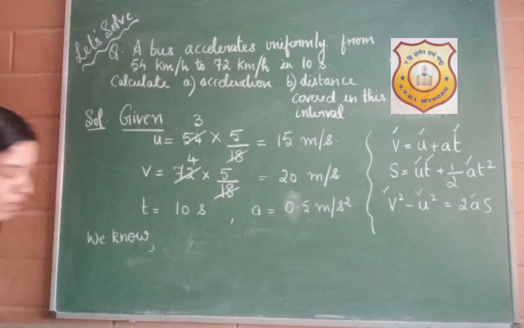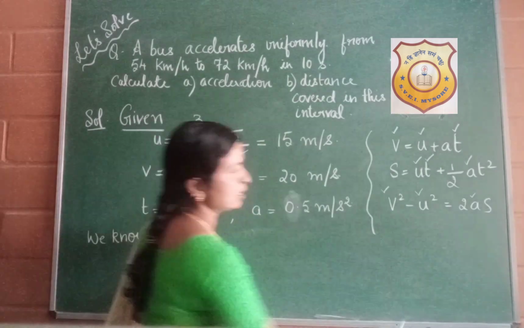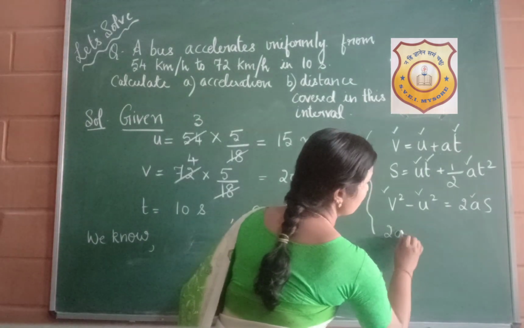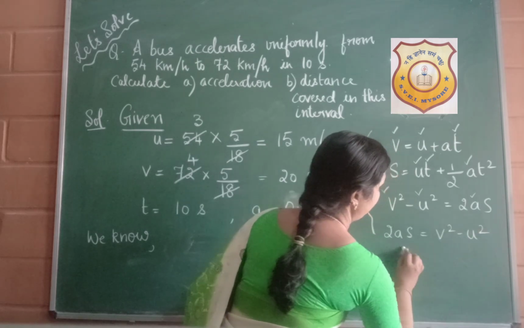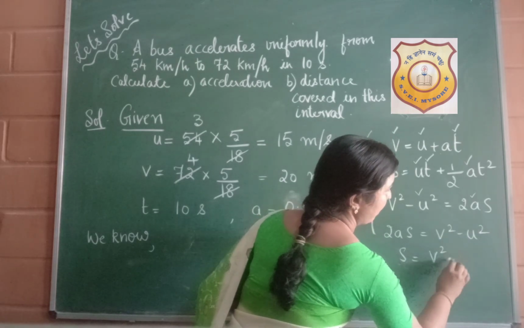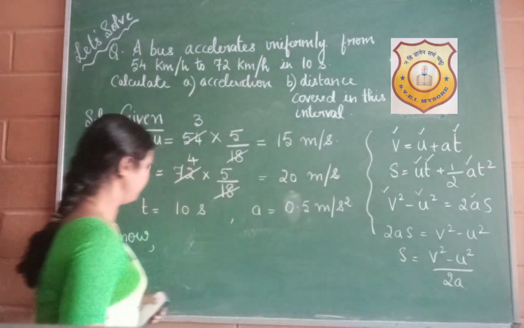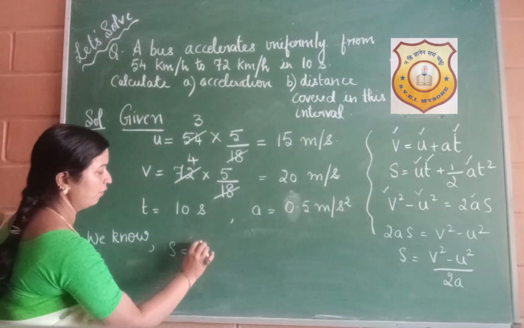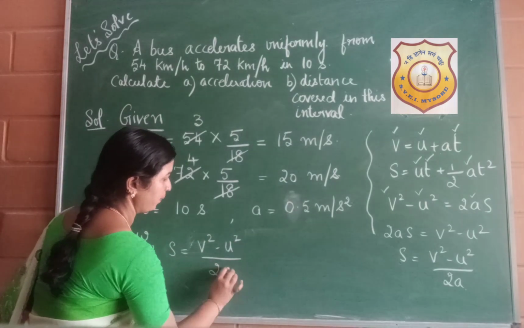So we'll write again the third equation, which is v square minus u square equal to 2as. So from this we know that 2as is equal to v square minus u square, and s equals v square minus u square by 2a.